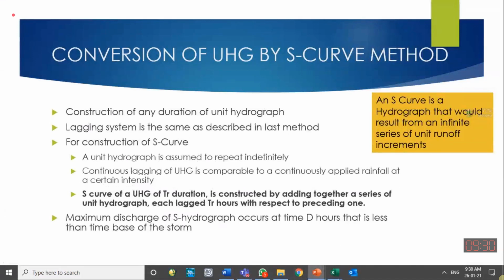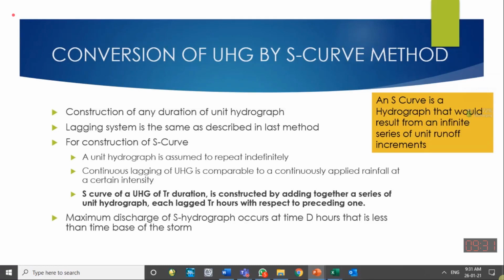Second method, which is a stronger method, can be used to convert a unit hydrograph of a certain duration into a unit hydrograph of any duration. It need not be a whole multiple of the first duration. In the lag method, there was a necessity that it should be a whole multiple of the original duration. So in this method, we first have to construct a cumulative direct runoff hydrograph.